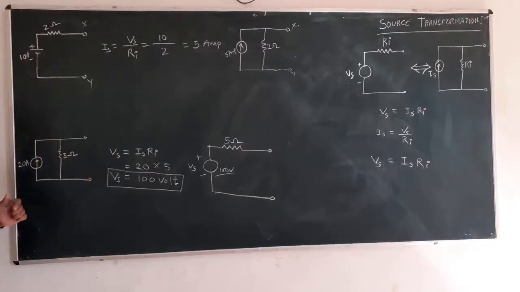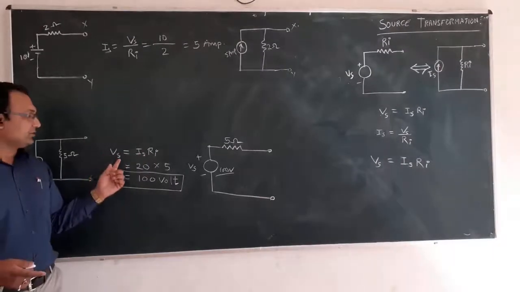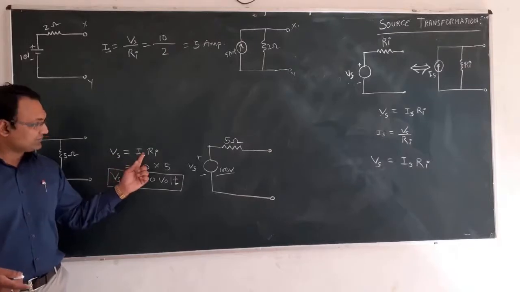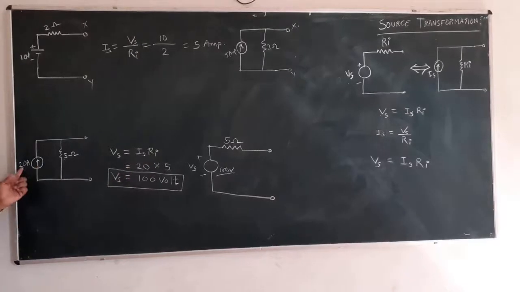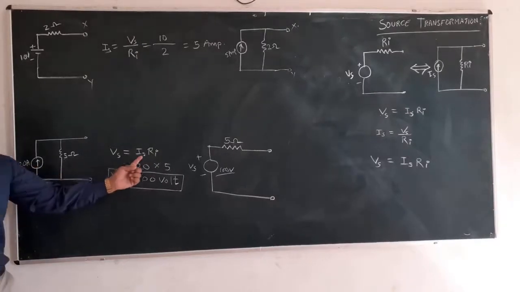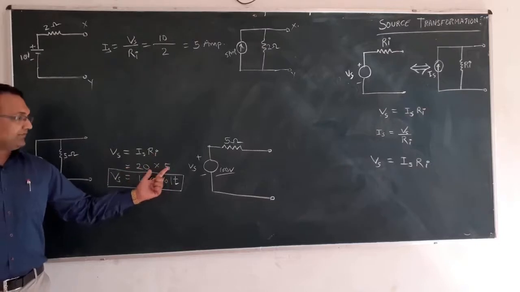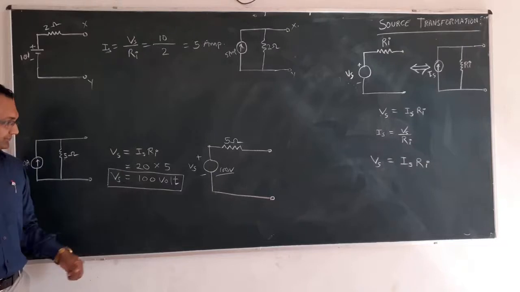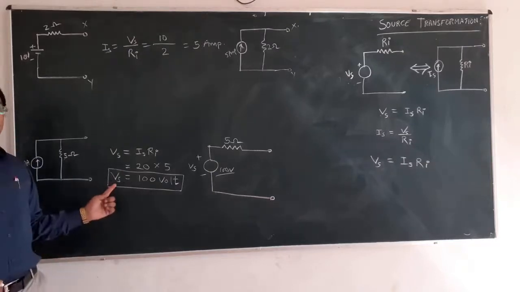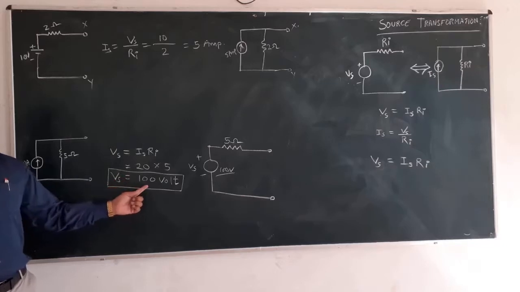How are we going to calculate? Again we use the simple Ohm's law, that is V is equal to IR. So V source equals I source into R internal. The values are right there: 20 ampere, 5 ohm internal. We will multiply these two. This comes out to be 100 volt. So we have got the value of the source voltage, that is 100 volt.